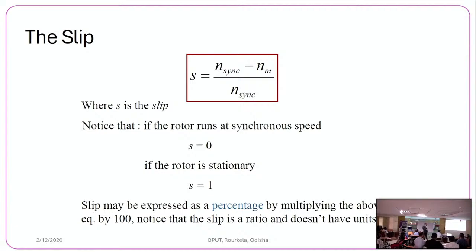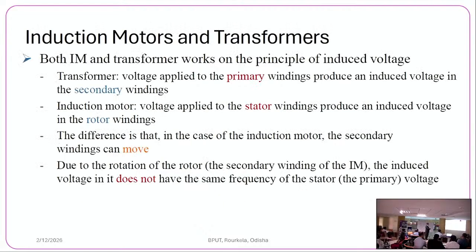If the rotor runs at synchronous speed, then mechanical speed Nm equals synchronous speed, so the numerator is 0, so slip is 0. Slip may be expressed as a percentage, like 10% or like that. Induction motors and transformers.